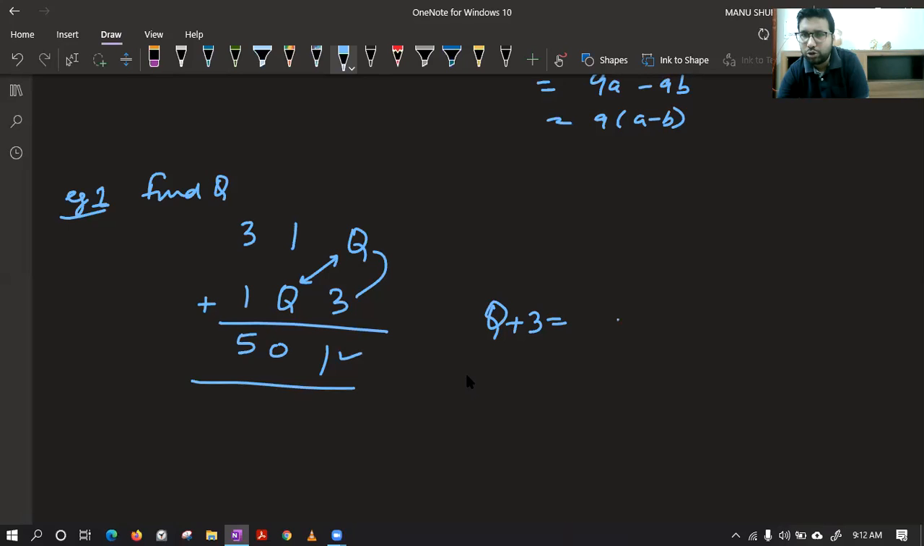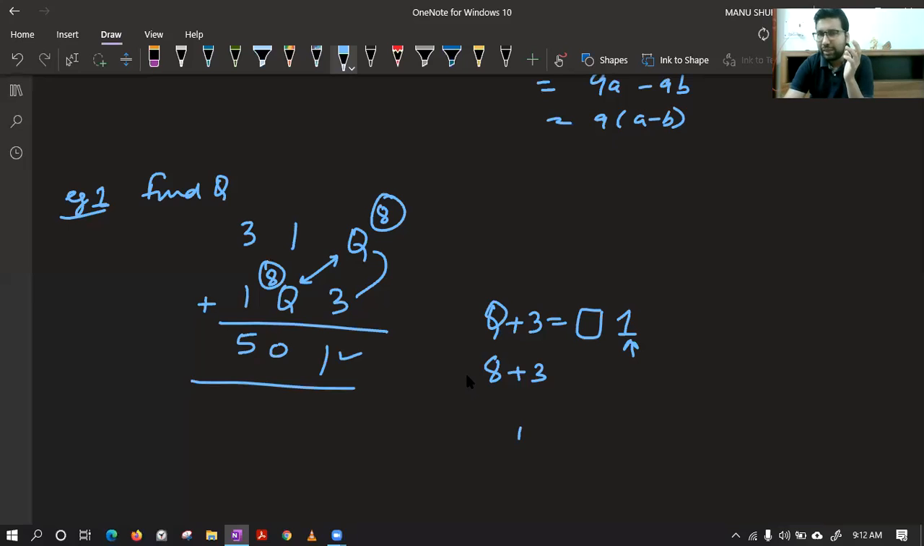Q plus 3 is giving you 1 at the unit place. I don't know what about the tens place, but I'm sure it is giving you unit place 1. So it should be 8 only, because no other combination is working in this case. So if I take Q equal to 8, what will happen? 8 plus 3 become 11, 1 will be carried, 1 plus 1 is 2, 2 plus 8 is 10, so it is working. It is working correctly.